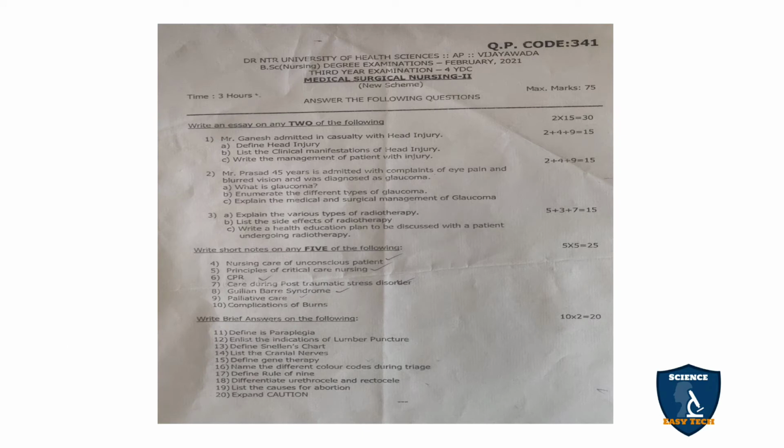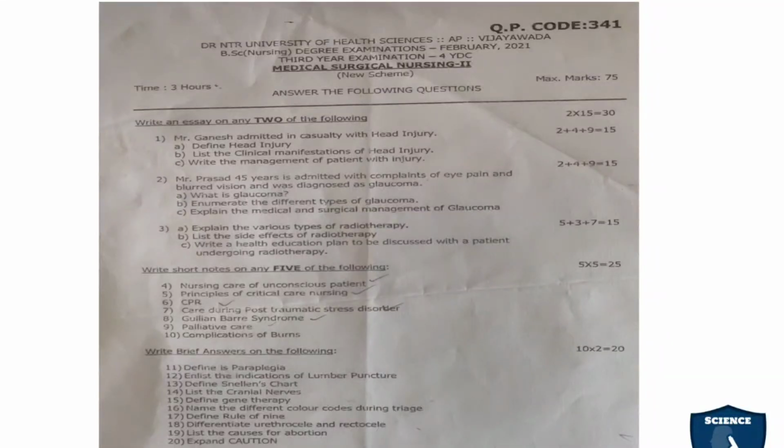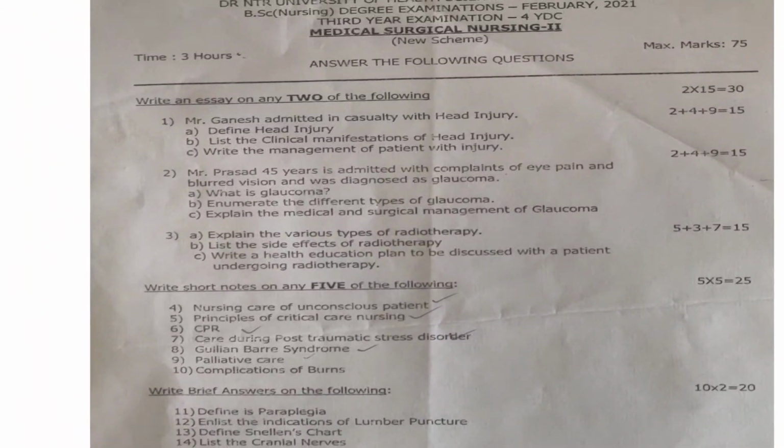This question paper is Medical Surgical Nursing 2. This is for the third year BSc Nursing 4YDC program, and the question paper code is 341. The time allotted is 3 hours and the maximum marks is 75. As usual, this question paper has 3 sections, that is the essay section, short note section and brief answer section. The essay section carries 30 marks, short notes carry 25 marks and brief answers carry 20 marks.